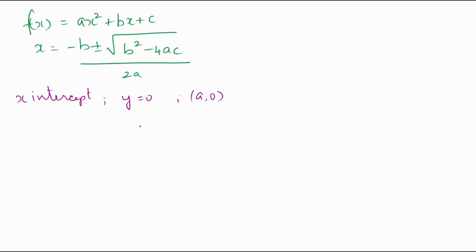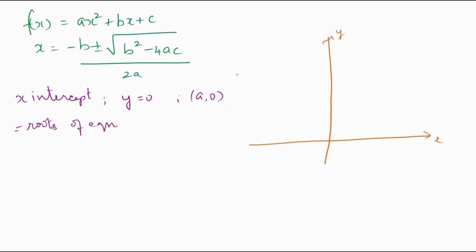So x-intercept is also known as the root or roots of the equation. So let's consider the quadratic equation here. In the graphical form, it can be represented as follows. Let's take our y-axis and let's take this as our x-axis. The quadratic equation can be represented in the form of a parabola, which is like this.